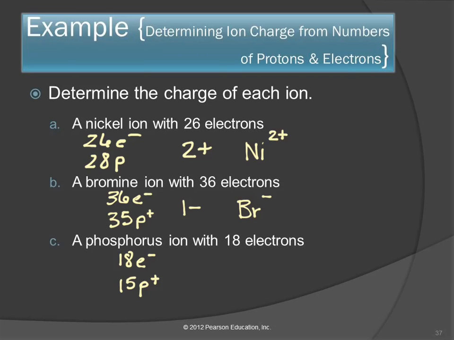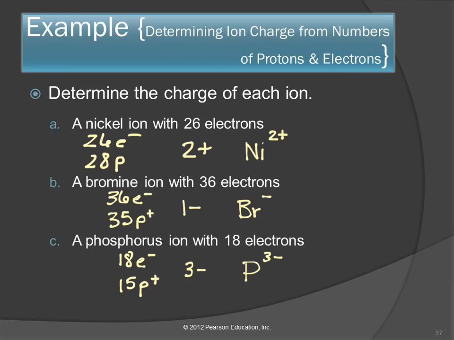So if we've got 15 positive charges and 18 negative charges, overall then we have a -3 charge. So phosphorus as an ion is going to be P with a 3-. Any questions? It's all in the periodic table.